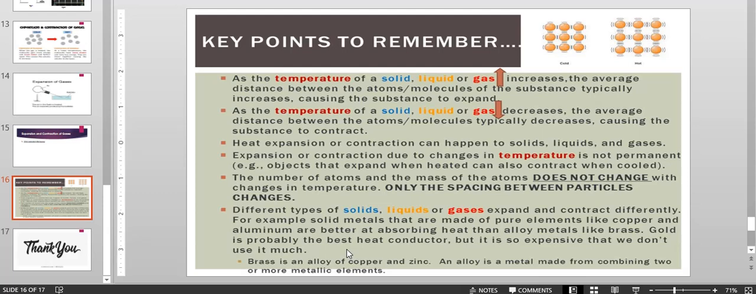And different types of solids, liquids, or gases expand and contract differently, as we have discussed. For example, solid metals that are made of pure elements like copper and aluminium are better at absorbing heat than alloy metals like brass. Gold is probably the best heat conductor, but it is so expensive that we don't use it much. Brass is an alloy of copper and zinc, as we have discussed in the example of the bimetallic strip. An alloy is a metal made from combining two or more metallic elements. You must have discussed this point in your chemistry classes.